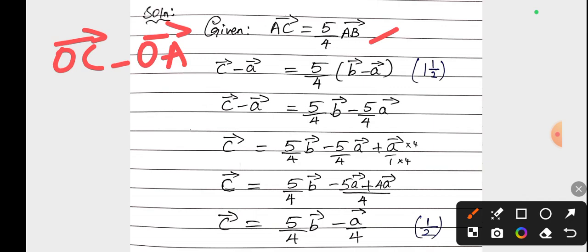Even in the answer key, they have given in that way. AB, I am writing as B vector minus A vector. As per each teacher's way of teaching, they will do it like that. Some teachers will take AB vector as B vector minus A vector. Some teachers will take AB vector as OB minus OA.